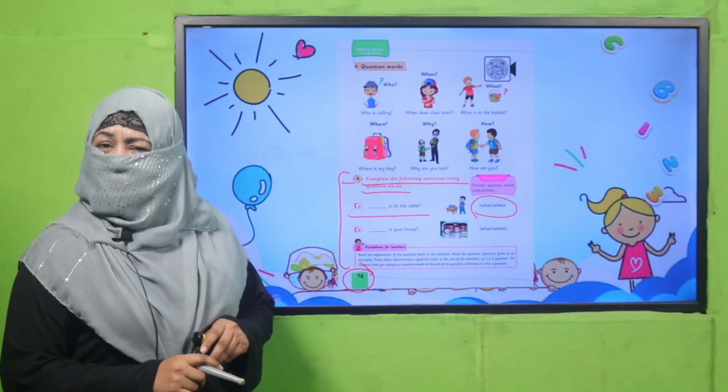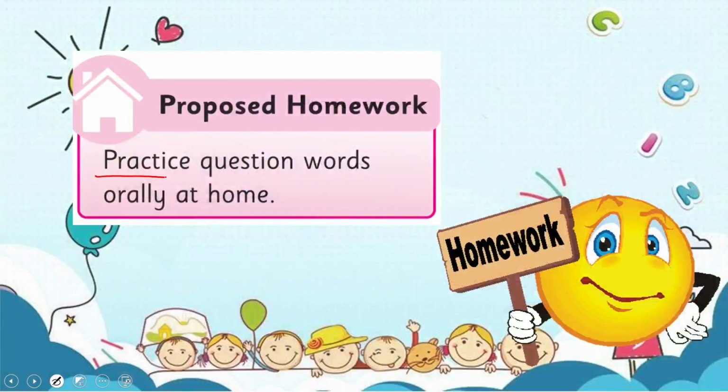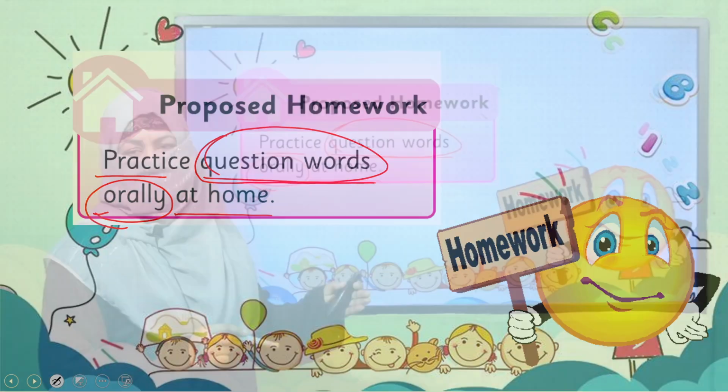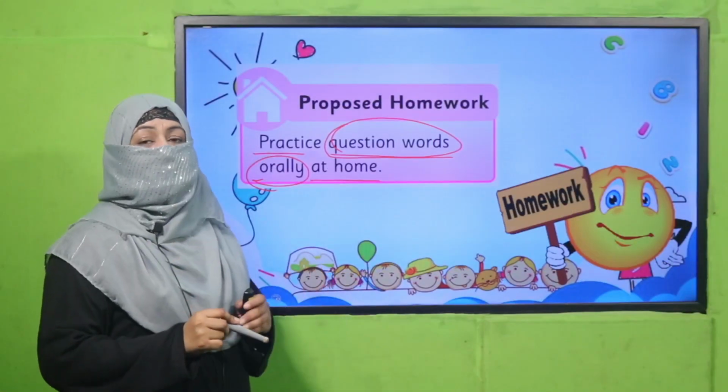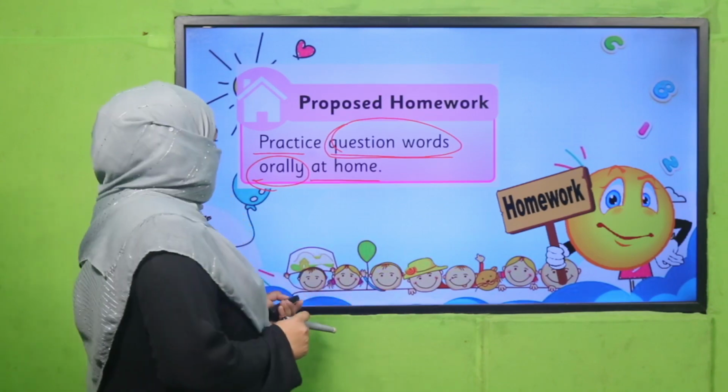Yes, my dear children, are you done with it? Good job. Now I'm giving you homework. You will practice question words orally at your home. Okay, ask about different things, when, where, why, what, etc. Okay, orally you have to do it, and if it is possible, record it and share it with your teacher.